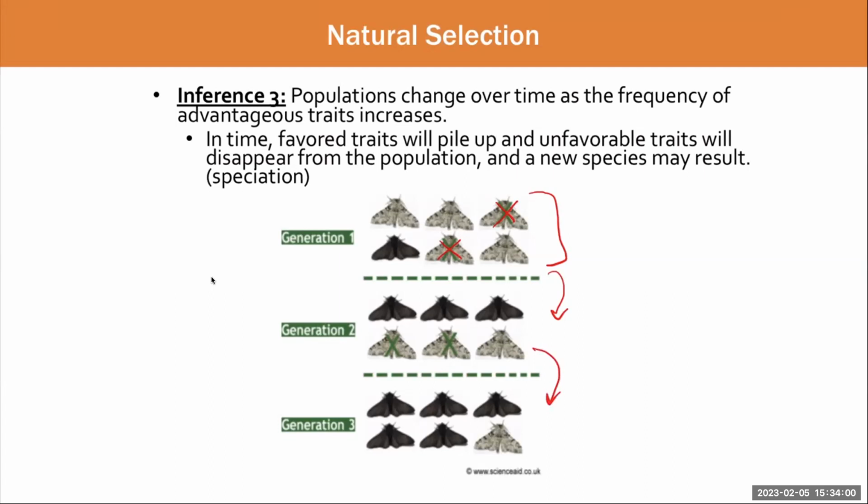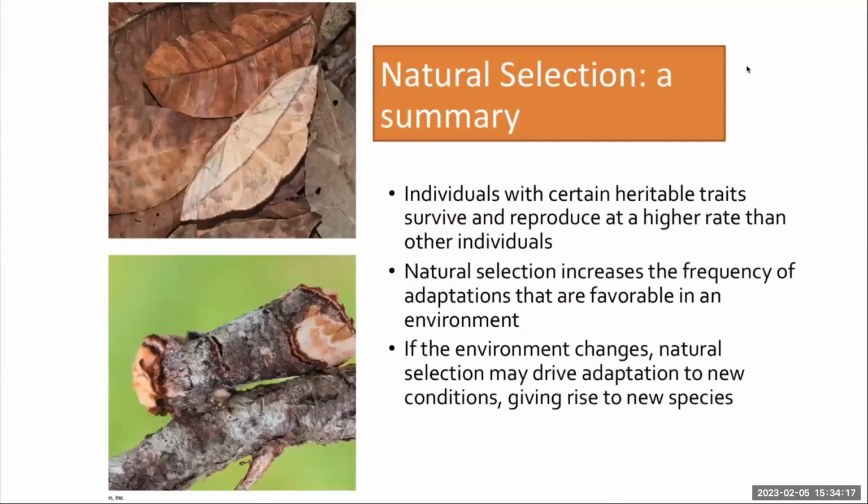But the environment plays a starring role in all of this. As I alluded to, now times 100 years and many, many generations later, this pattern looks very different, and the white morph is more common now. Okay, so taking that all together, the series of observations and inferences, the idea behind natural selection is that individuals with certain heritable traits survive and reproduce at a higher rate than other individuals. Over time, natural selection increases the frequency of adaptations that are favorable in an environment, right?